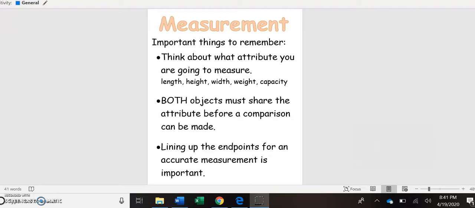Length is how long or short something is. Height is how tall or short something is. Width is how wide. Weight is how heavy or light. And capacity is how much something can hold.